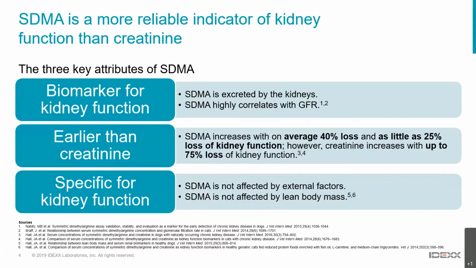2, SDMA increases earlier than creatinine. On average, the blood concentration of SDMA increases above the reference range when our patient has lost 40% of kidney function, or as little as 25% loss of kidney function, particularly in cats. This is in contrast to creatinine, which doesn't increase above the reference range until there's been a 75% loss of kidney function. With regards to chronic kidney disease, this translates to SDMA increasing on average 17 months earlier in cats and 9 months earlier in dogs than creatinine.